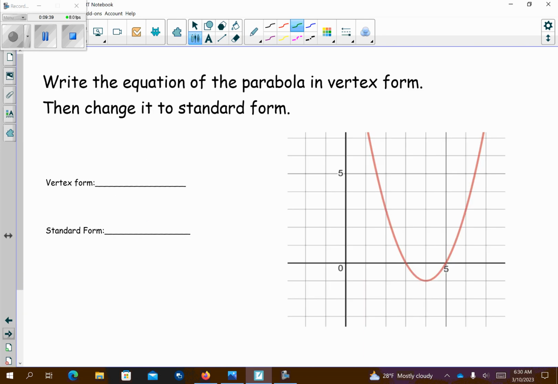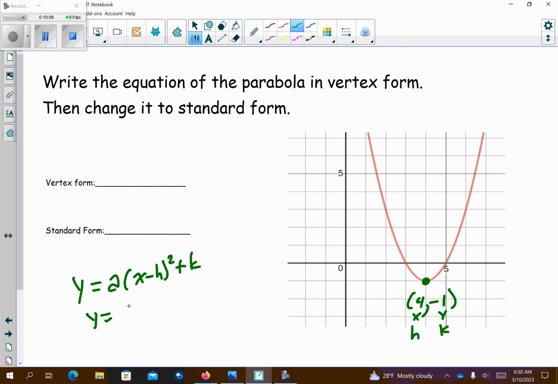This is kind of fun. So let's think about our equation, which is y equals a times x minus h quantity squared plus k. That's our vertex form general equation. So take a look. Our vertex right here is going to be 1, 2, 3, 4. So it's 4, negative 1. So this is my x value, which is my h. This is my y value, which is the k value. We're going to plug those in.